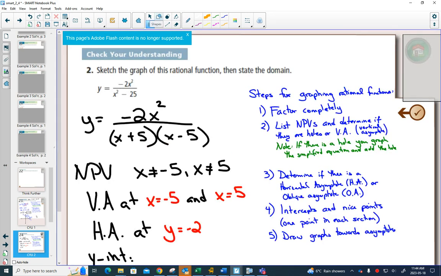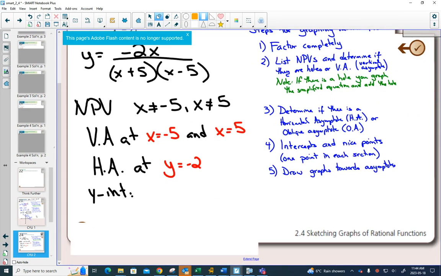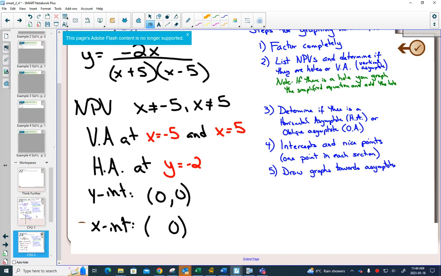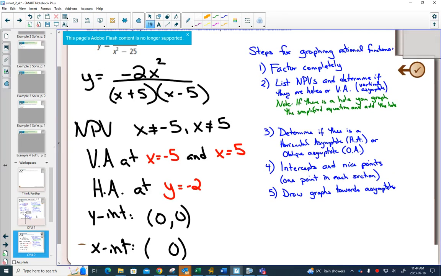Y-intercept. Plug in 0 for x and you get 0 for y. That's also an x-intercept. When you plug in 0 for y, you get 0 for x. I also want you to notice that that's the only place that would make your numerator equal 0. So our only x-intercept is also 0, 0.